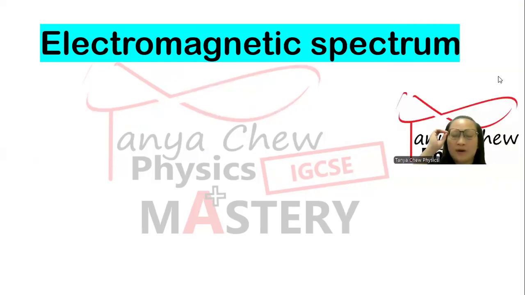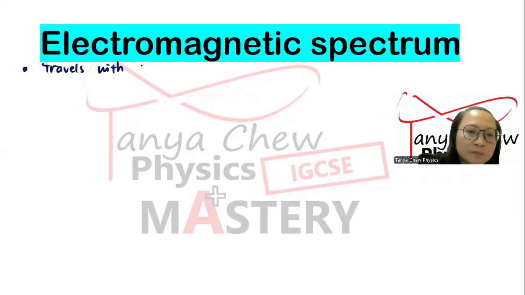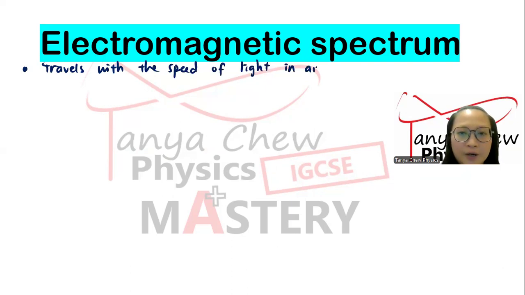So you have to memorize the sequence. Whether you memorize in terms of increasing frequency or increasing wavelength is totally up to you. Bear in mind, all the electromagnetic waves travel with the speed of light in air and vacuum. So I memorize it in terms of increasing frequency. So I'm going to write down here.